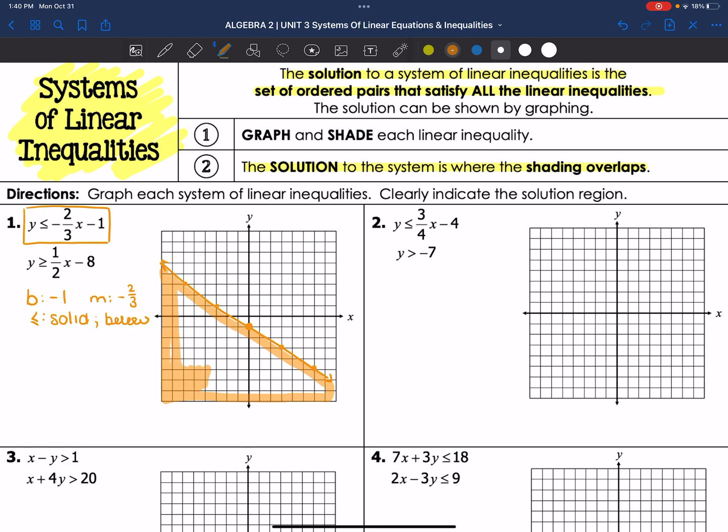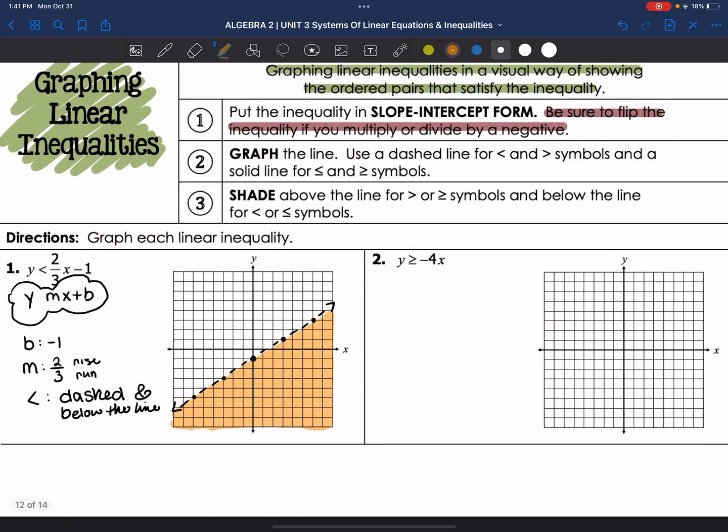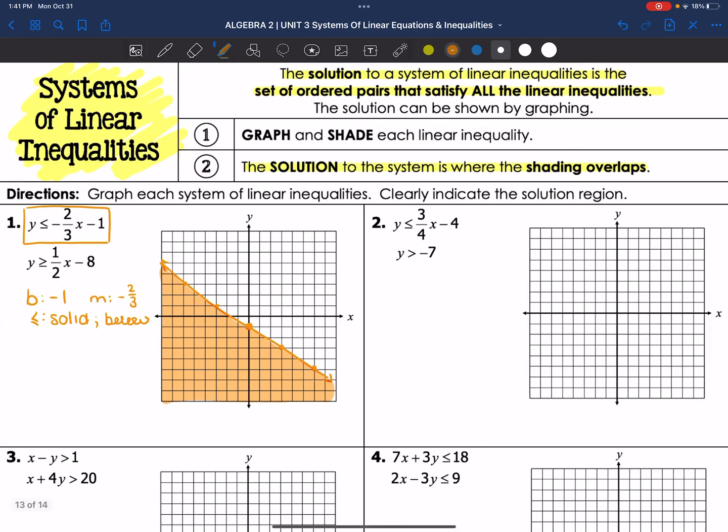And you're going to notice here that I will always completely graph one inequality before I graph my second inequality, including the shading. Do all the steps like we saw before, then you begin on your second inequality. So now I'm going to graph my second inequality.